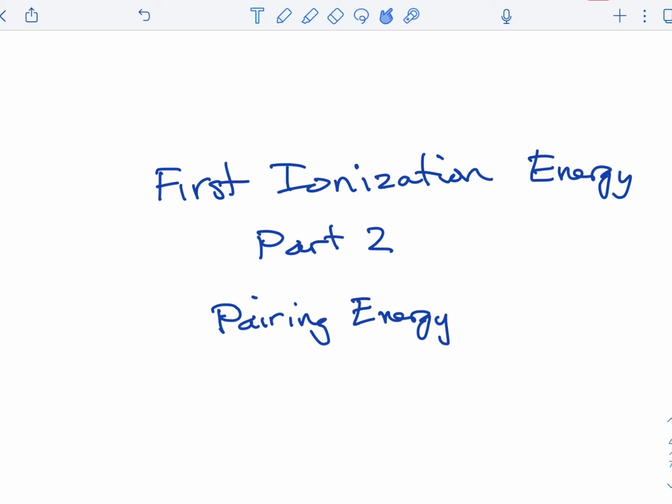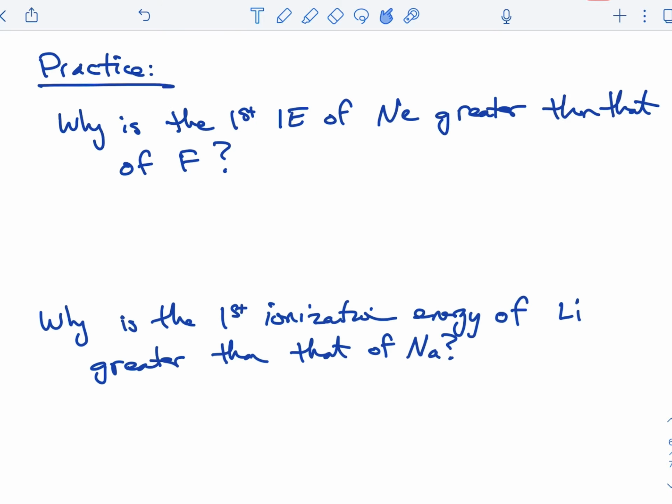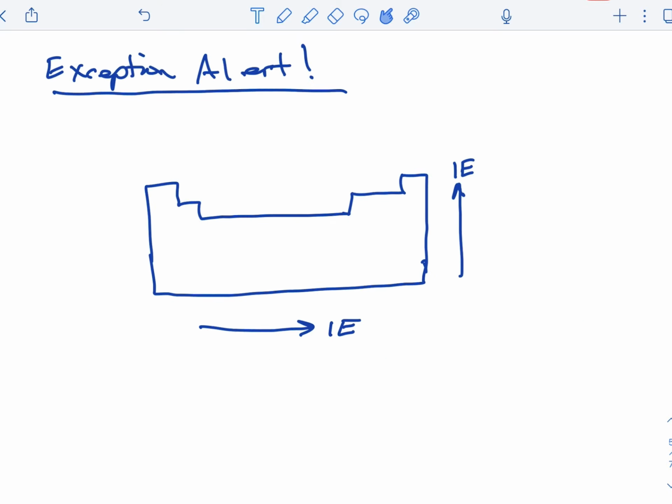In this video, we're going to go over one of the weirdo exceptions to the first ionization energy trends, which is known as pairing energy. So let's just refresh our memory. There's an exception here that we're going to talk about in this video, which is due to the pairing energy. But let's just refresh our memory first off about the ionization energy trends.